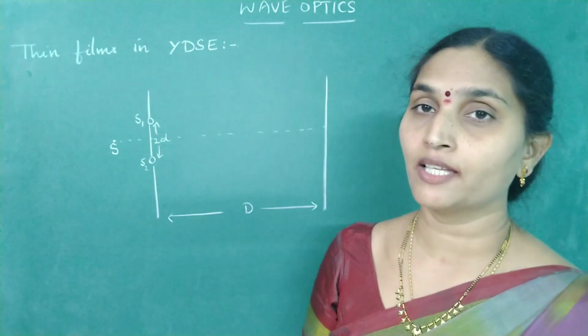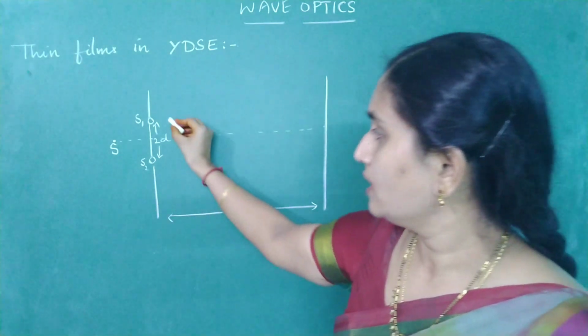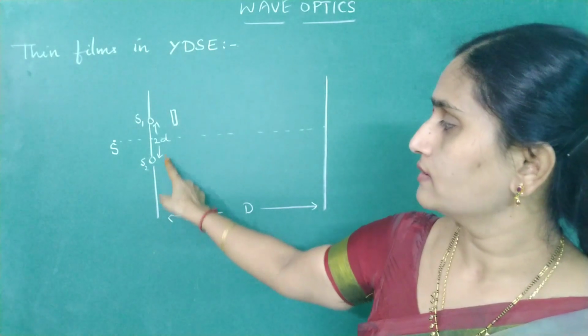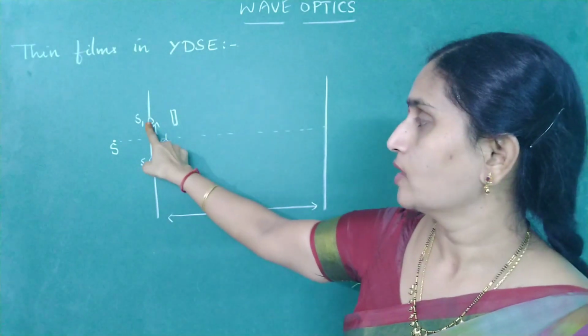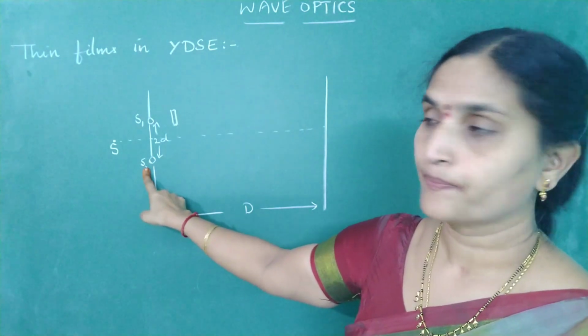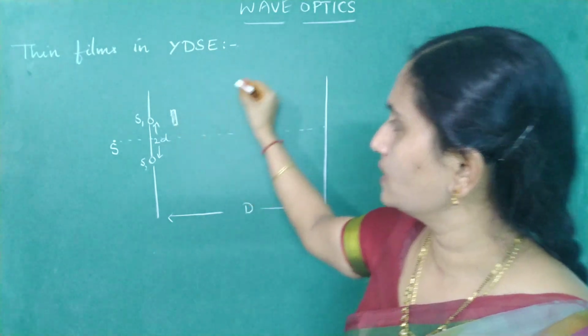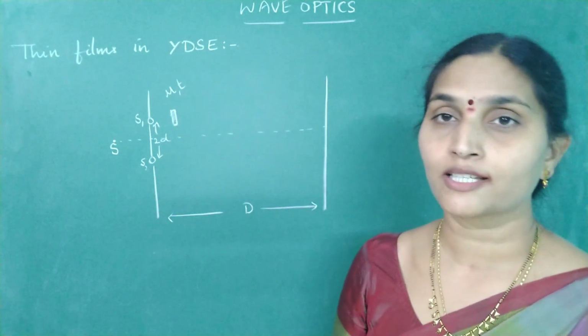Now, if you want to determine the thickness of a thin transparent film, we introduce it either in the path of S1 or close to S2. So, place the thin film close to S1 or S2. I am taking the refractive index of this thin film as mu and its thickness as equal to T.